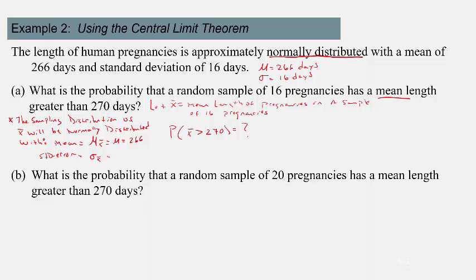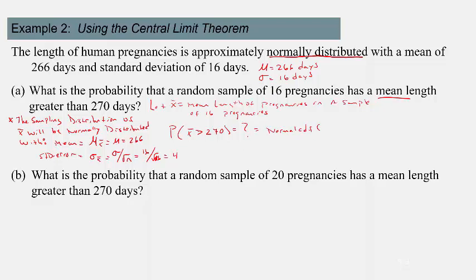sigma x bar, take the population standard deviation divided by the square root of n. Well, that's 16 divided by the square root of 16, which would be 16 divided by 4, which would get you 4. So now the probability is greater than 270. Well, that's normal CDF.